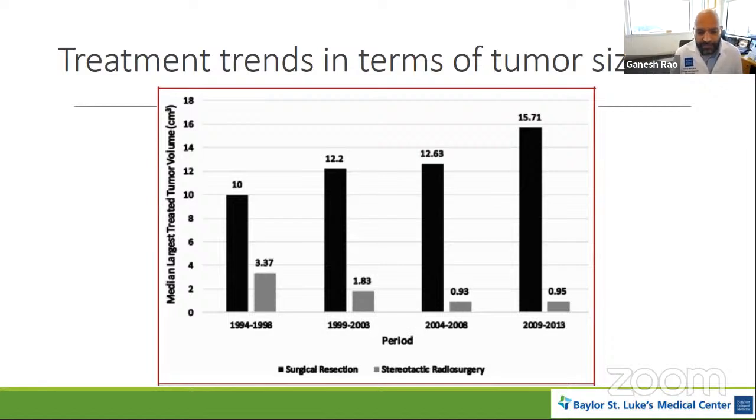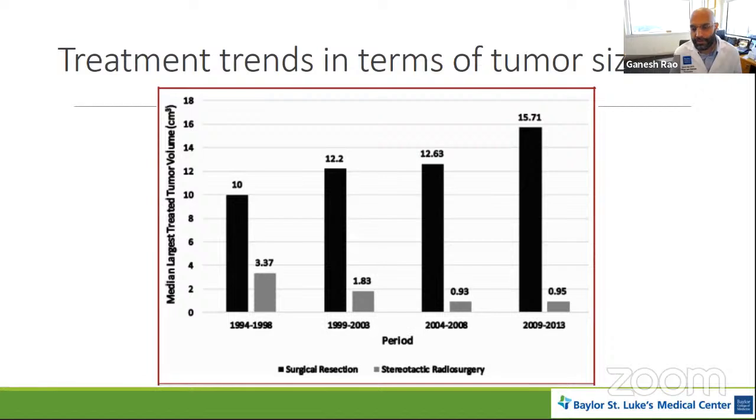We've already seen that to some extent as surgery has been replaced by radiosurgery. This is a study that one of my mentors at MD Anderson reported recently, looking at the shift in tumor volume at which patients were taken to surgery. You'll see here many, many years ago, the tumors didn't have to be that big before we would take them to surgery. Now, because radiosurgery is being used more and more for smaller and smaller tumors, it's not until patients present with very large tumors that we're taking them out.